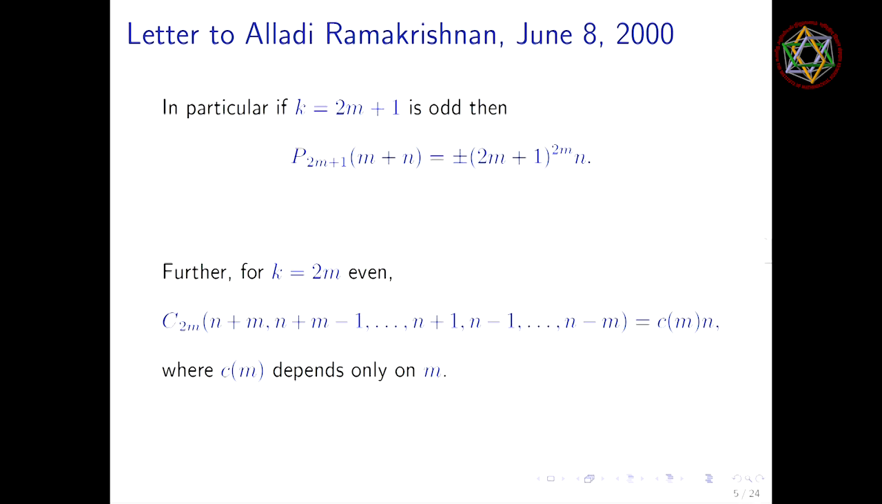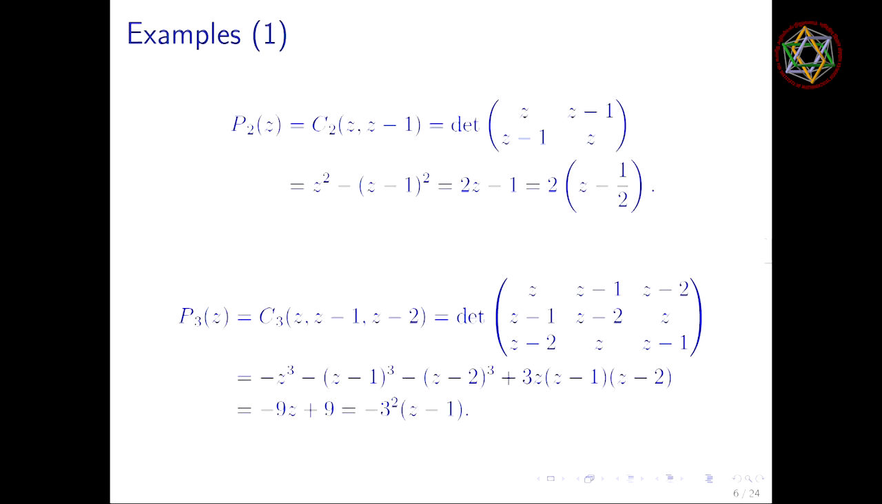And then he had another conjecture in the case which is even, and this conjecture is the following. You take the circulant determinant of order 2m, and you start with n plus m, you go up to n minus m, but you omit the n which is in the middle. So it's this circulant determinant, and this conjecture was that this is a constant times n, this n which is here, for all n. And C of m depends only on m. So I will give a short proof, some proof of this result, which is not too difficult.